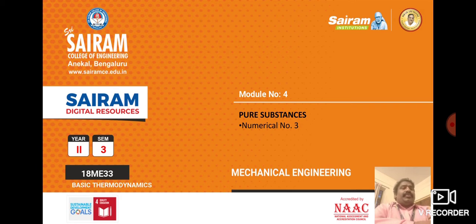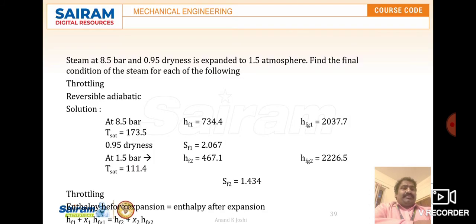Okay, so the problem is like this. A steam at 8.5 bar and 0.95 dryness fraction is expanded to 1.5 atmosphere. Find the condition of the steam for each of the following. First one is throttling, second one is reversible adiabatic. Okay, so for these two conditions we are supposed to find the values from the steam table.